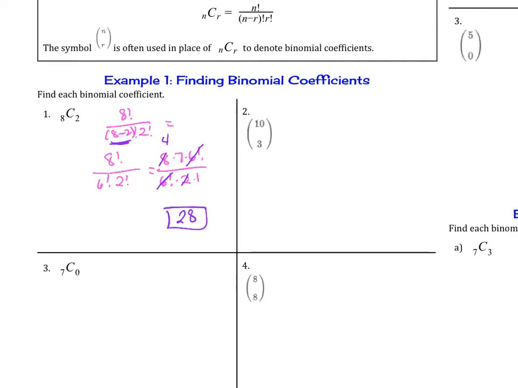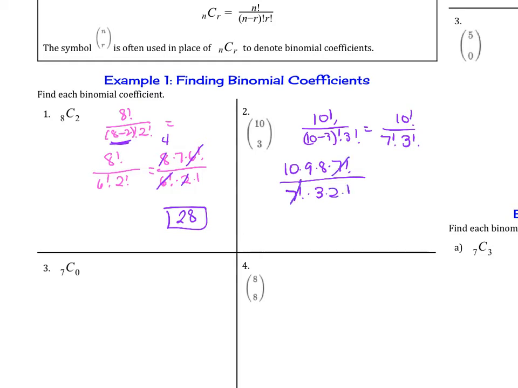Next, 10 choose 3, we're choosing 3 out of the 10. So 10 factorial over (10 minus 3) factorial times 3 factorial. That's 10 factorial over 7 factorial times 3 factorial. So 10 times 9 times 8 times 7 factorial, over 7 factorial times 3 times 2 times 1. 3 goes into 9 3 times, 2 goes into 8 4 times. So we're looking at 12 times 10, which is 120.